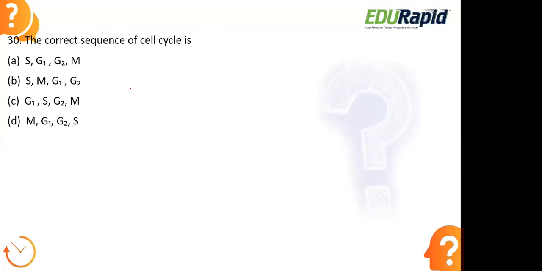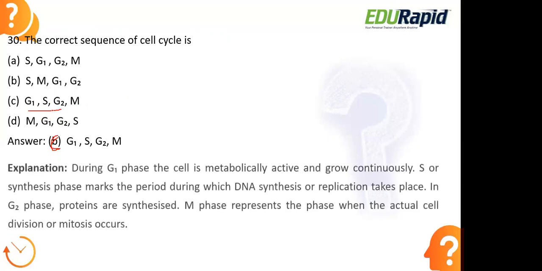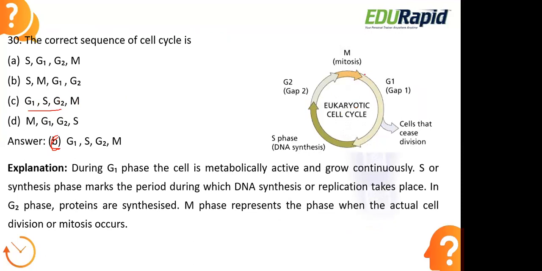Okay, let us know the right answer here. The right answer is option C. Option C: G1, S, G2, M. That is gap phase 1, synthesis phase, gap 2 phase, and mitosis phase. Okay, this is the cell division cycle. So here you can see gap 1 phase followed by synthesis phase, gap 2 phase, and then finally mitosis phase.